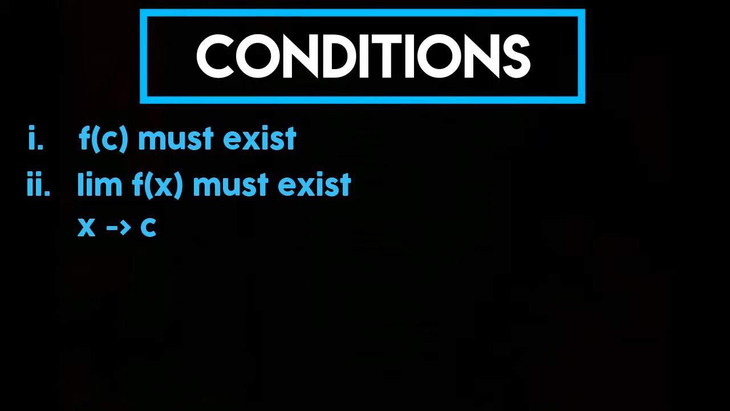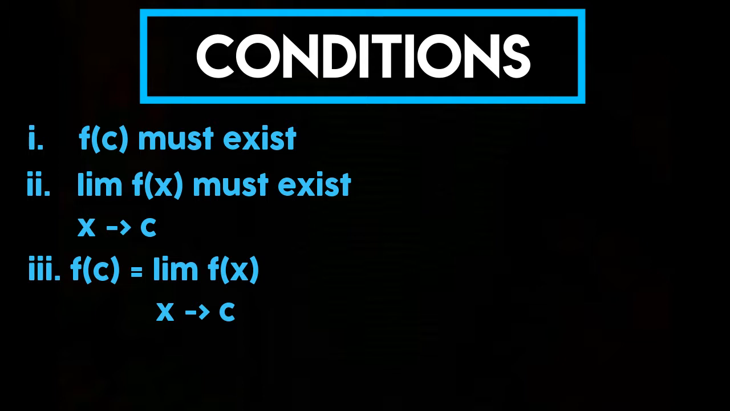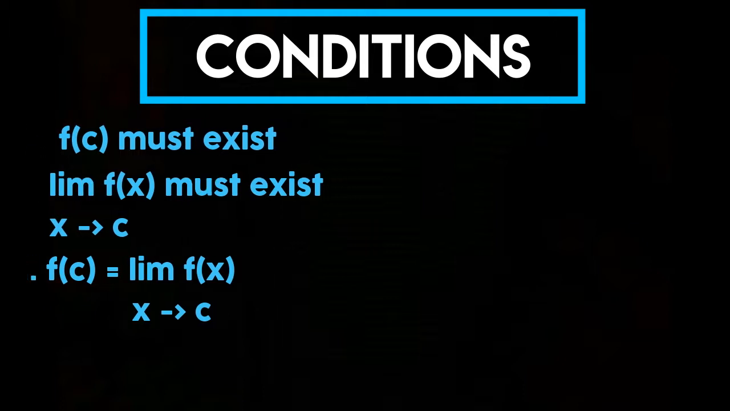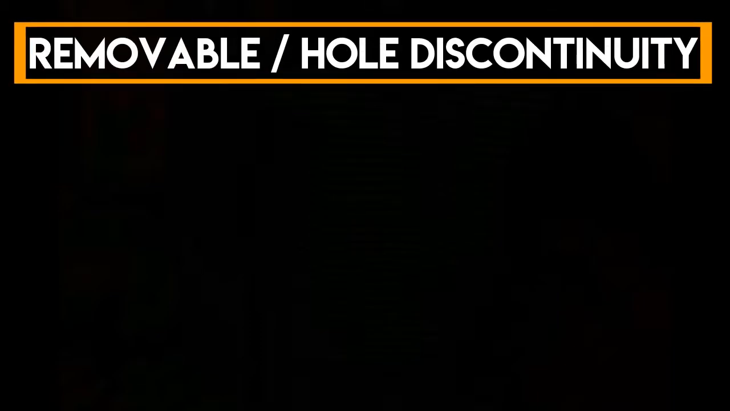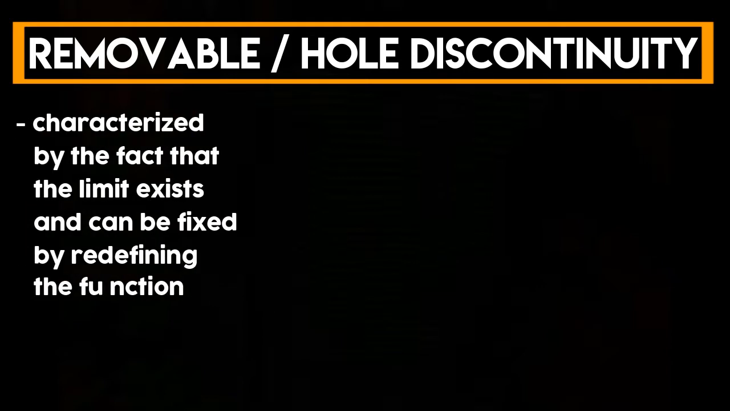And now for the last condition, f of c must be equal to the limit of f of x as x approaches c. If not, then the third condition is not met. Now that we discussed the three conditions, we can now move on to the different types of discontinuity. Right. So first, we have the removable or hole discontinuity. It is characterized by the fact that the limit exists and can be fixed by redefining the function.